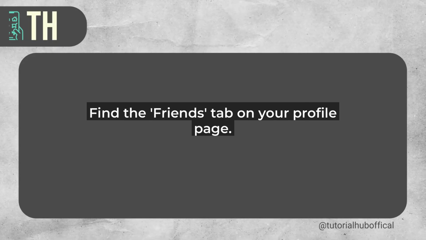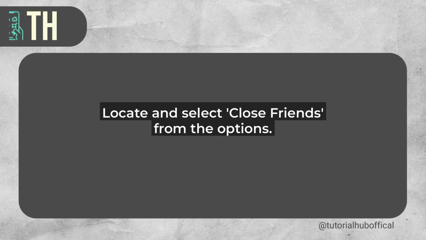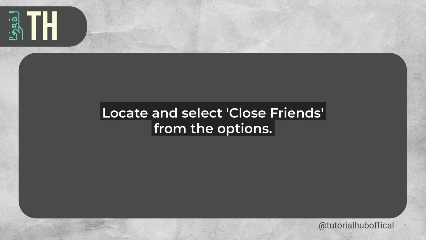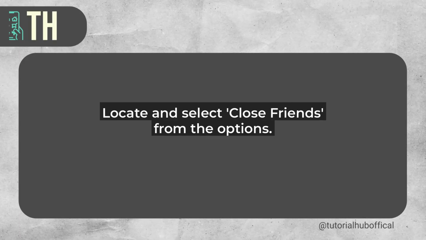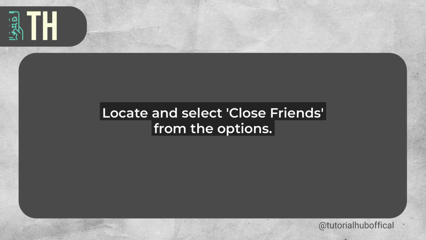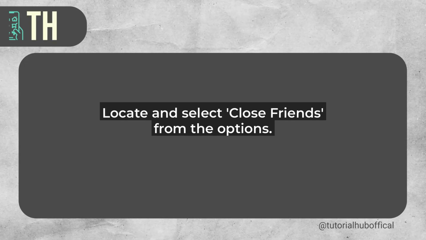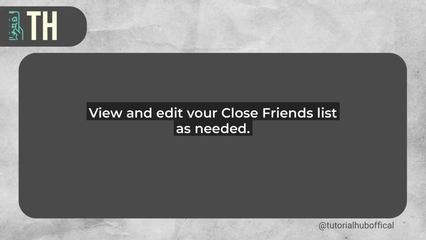Step 2. On your profile, scroll down a bit until you spot the Friends tab. It's usually right there, front and center. Step 3. Click or tap on Friends to open the full list. Now, look for the Close Friends option. It might be listed directly or under a sub-menu like Lists or Custom Friends.